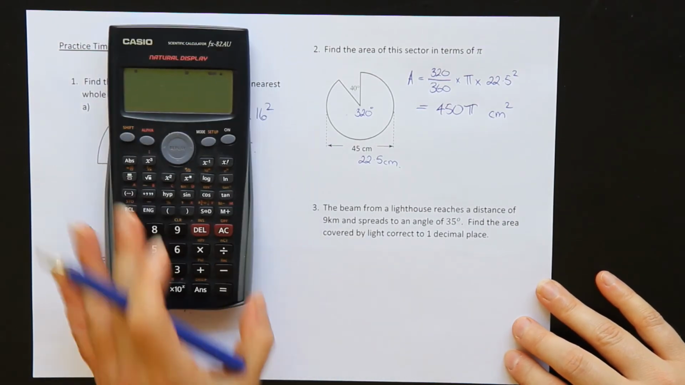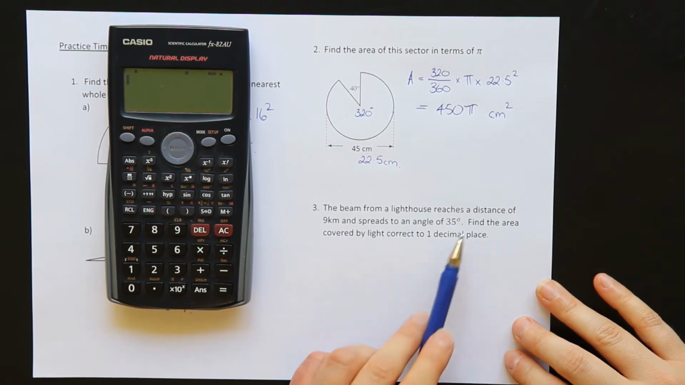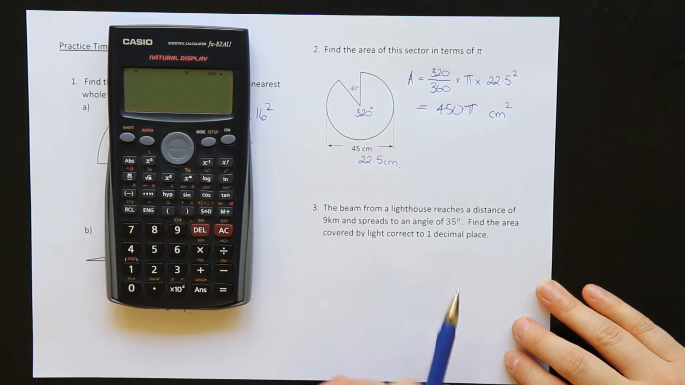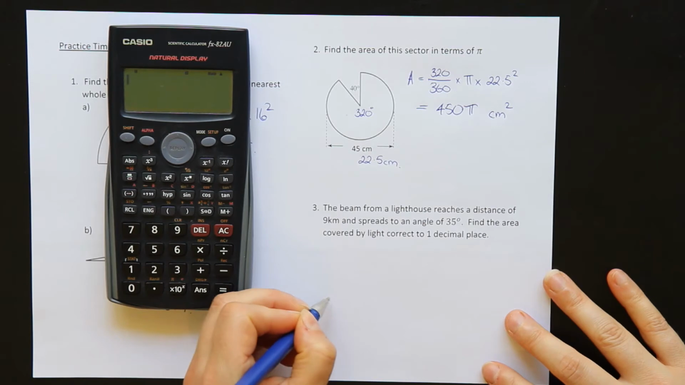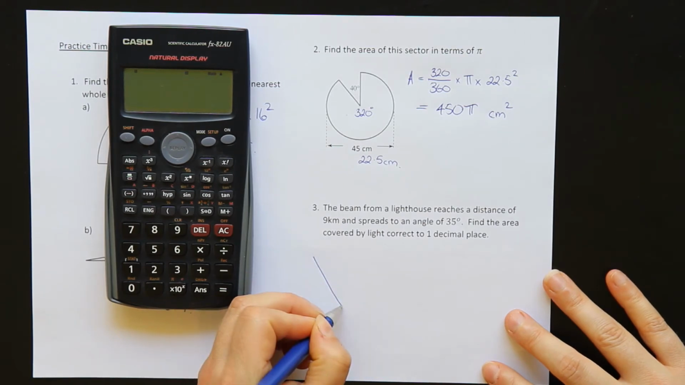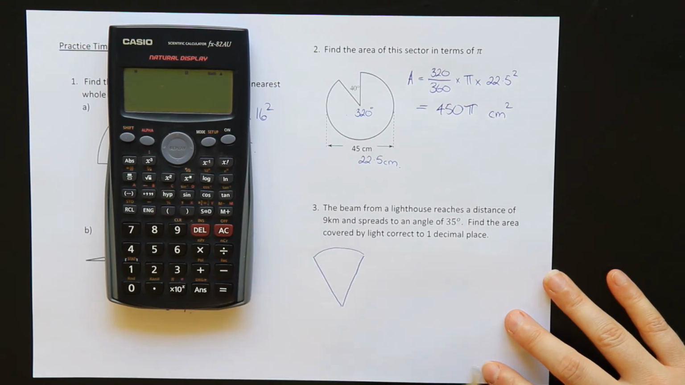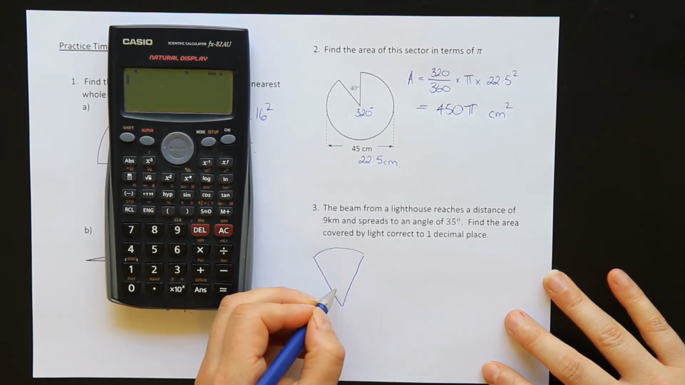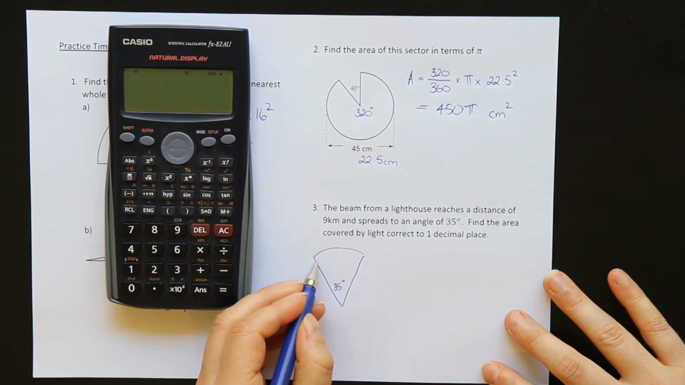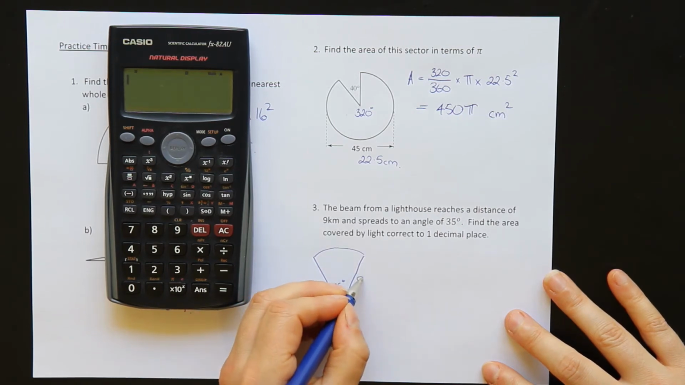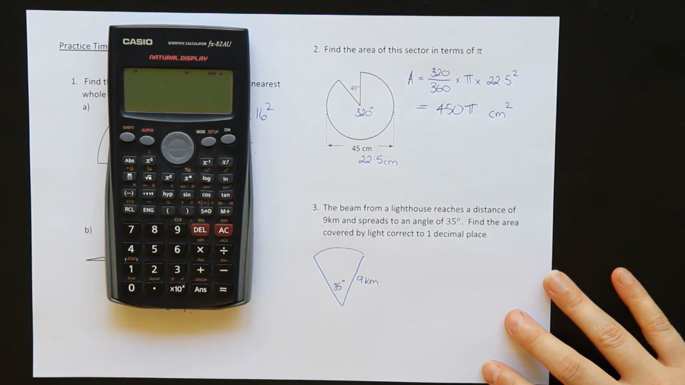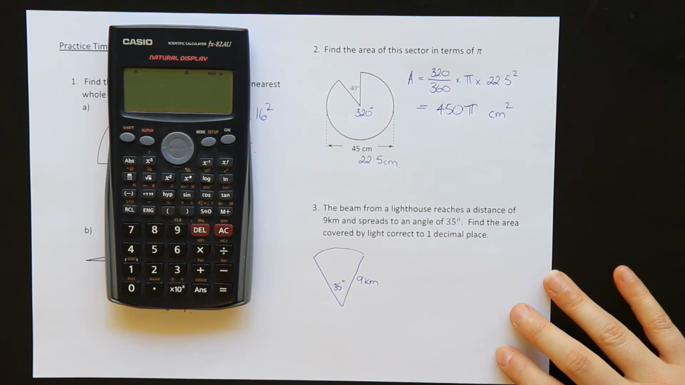And last of all, question 3. The beam from a lighthouse reaches a distance of 9 kilometers and spreads to an angle of 35 degrees. Find the area covered by light correct to one decimal place. So as a diagram, it hasn't given us a diagram, it's always good to draw one. I have a light beam shining out and it makes an angle of 35 degrees. My light shining between there and it goes 9 kilometers out into the ocean. So I want to find the area that is covered by light to one decimal place.